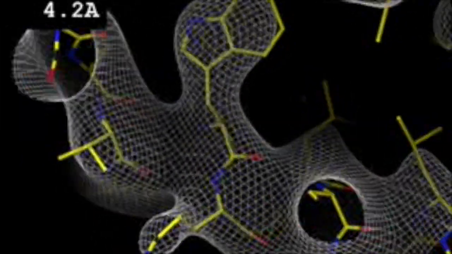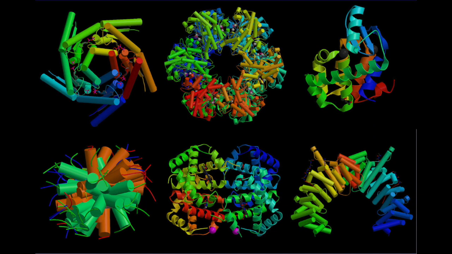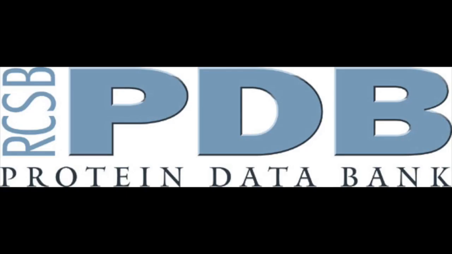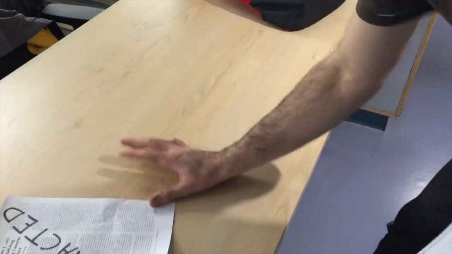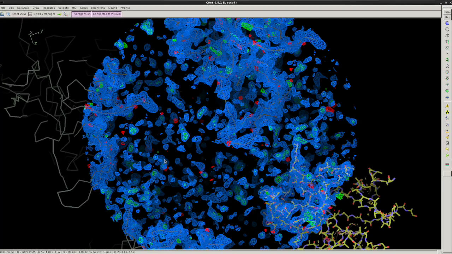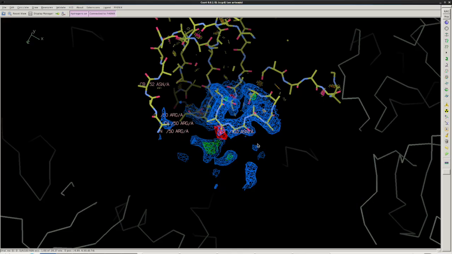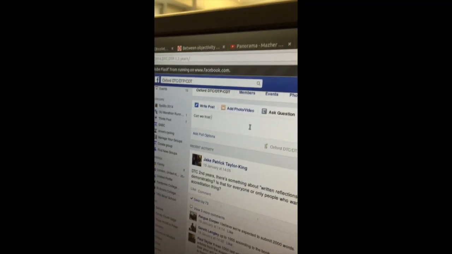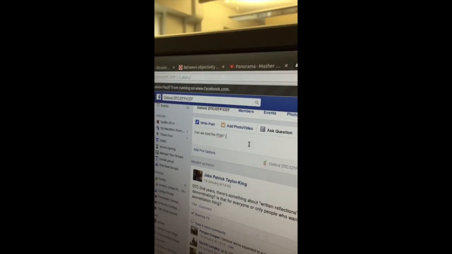Welcome to Pdborama. Tonight we will be investigating the Protein Data Bank. In the light of numerous retractions from the PDB and shocking revelations about the quality of some of the structures deposited there, we will be answering the question on everyone's lips: can we trust the PDB?